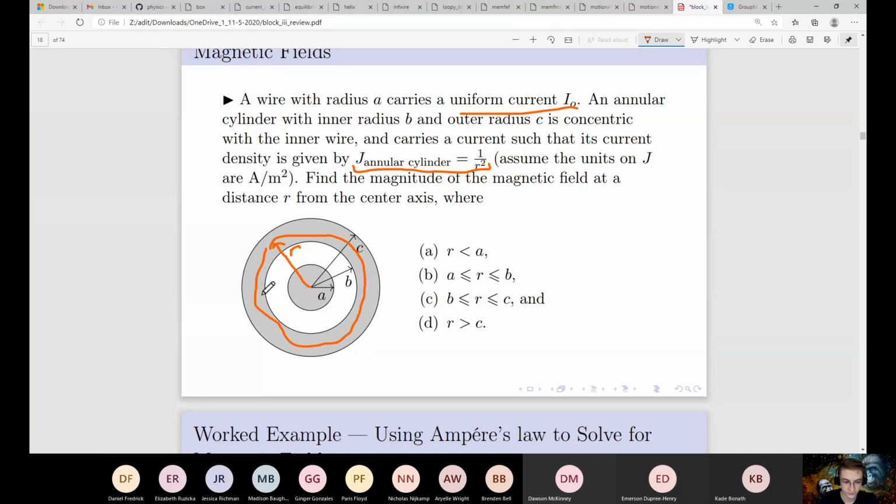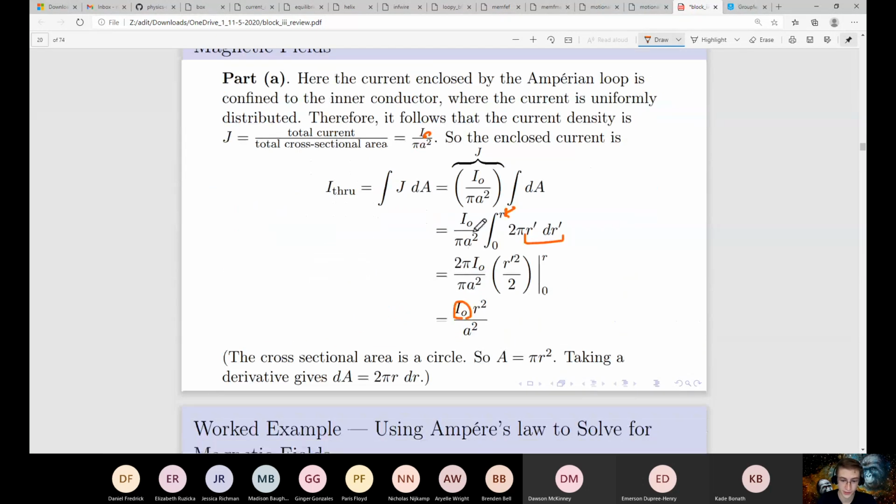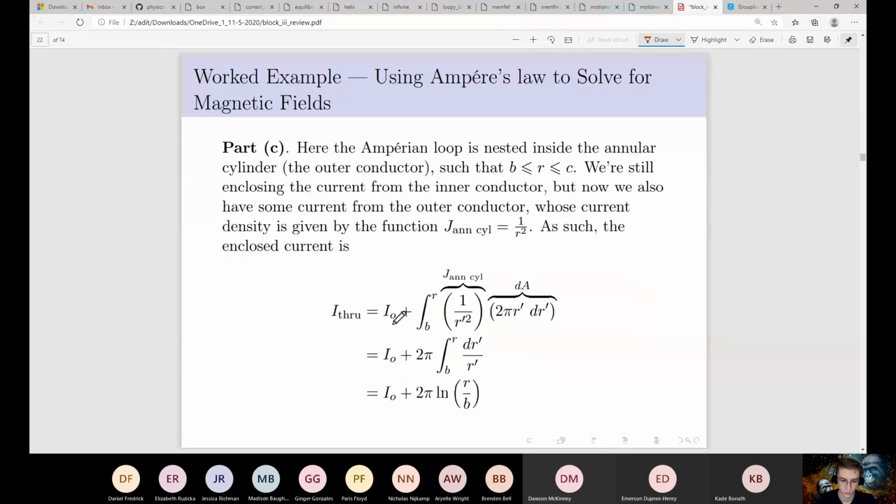So I want to find the B field at that R, which means I need to find the current enclosed when my R is in between B and C. The current enclosed still carries that inner current I naught from before, because that inner wire is still inside that annular cylinder. But now for the current carried by the annular cylinder, we have this whole new integral. It's still the integral of J dot dA, except we're given now what the J is for the annular cylinder.